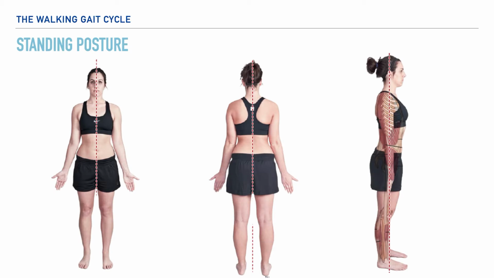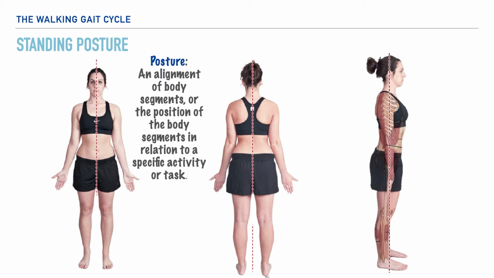we're going to take a few moments to discuss the process of walking, or what we can commonly refer to as the gait cycle. One of the first things we should do prior to assessing someone's gait is to first observe their standing posture. Now, let's first define the term posture. Posture is an alignment of body segments, or the position of the body segments in relation to a specific activity or task.